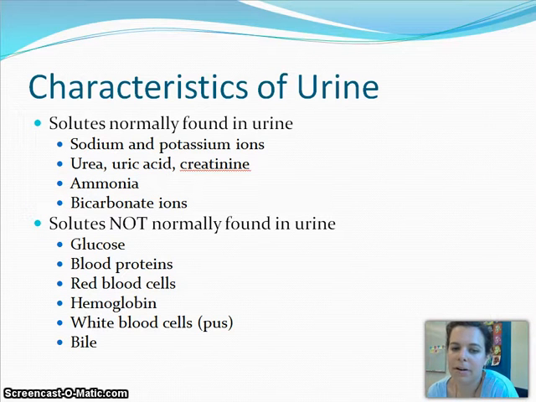Things that are normally found in urine: sodium, potassium, urea, ammonia, and bicarbonate ions. Things that are not normally found in urine and can be indicative of diseases are glucose, blood proteins, red blood cells, hemoglobin, white blood cells, or bile. So those should not be found in your urine.